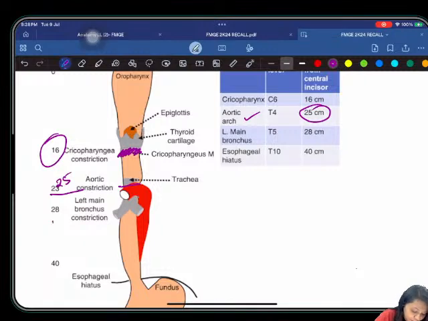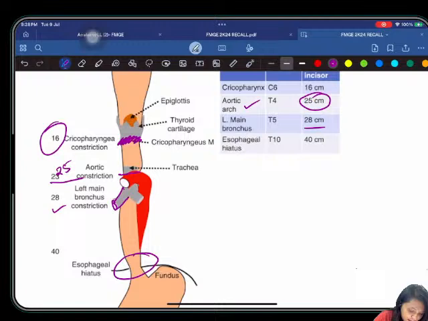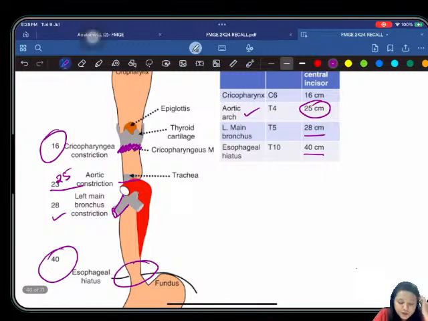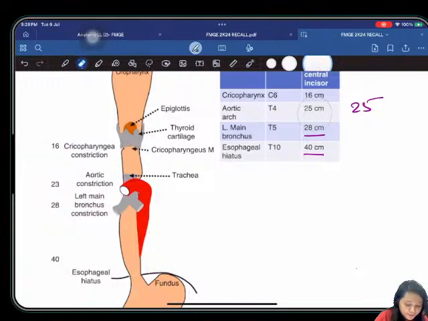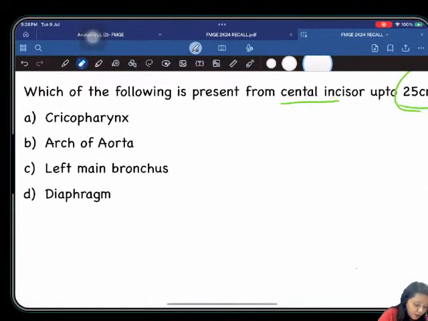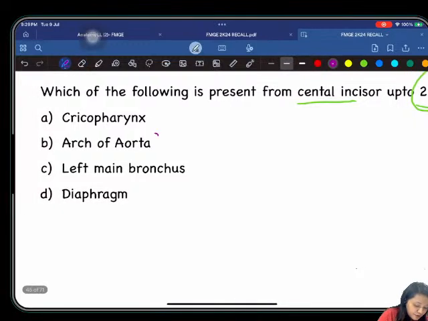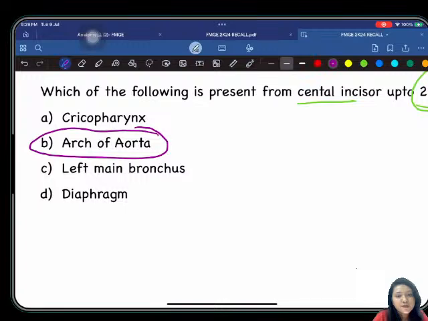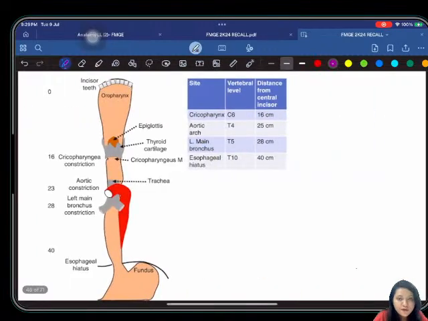The left main bronchus will be at the level of 28 centimeter, and the esophageal hiatus in the diaphragm is at 40 centimeter. So 16 centimeter is the cricopharynx, aortic arch is 25 centimeter, left main bronchus is 28 and esophageal hiatus is 40 centimeter. Okay, so they have asked about the constrictions. The answer here will be very easy. It will be your arch of aorta, because arch of aorta is 25 centimeter, left main bronchus is 28, esophageal hiatus is 40 and cricopharynx is 16 centimeter, as we have seen in the table.